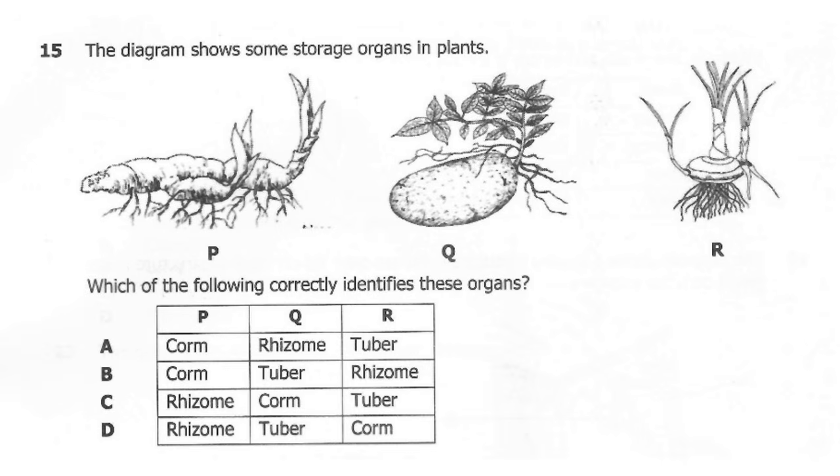Question 15. The diagram shows some storage organs in plants. Which of the following correctly identifies these organs? A, P, corm, Q, rhizome, R, tuber. B, P, corm, Q, tuber, R, rhizome. C, P, rhizome, Q, corm, R, tuber. D, P, rhizome, Q, tuber, R, corm. Leave your answer in the comment section.